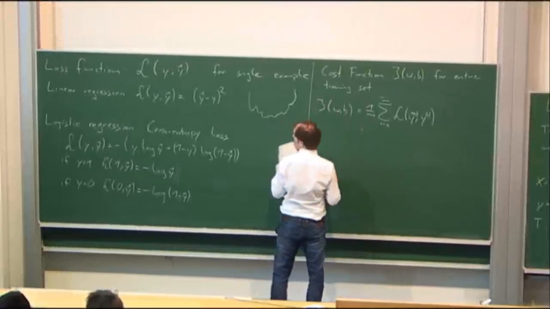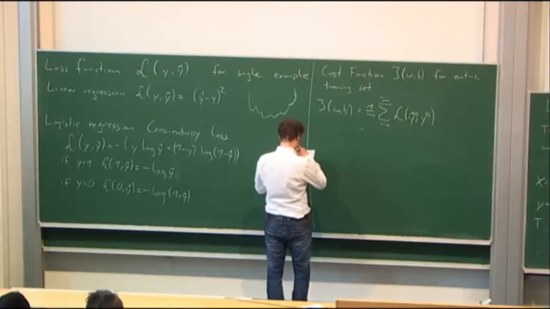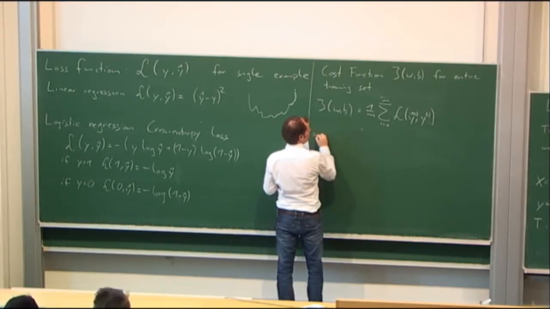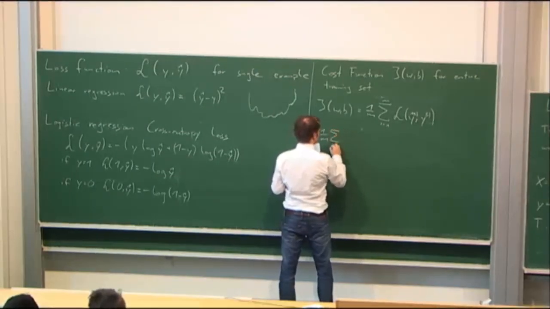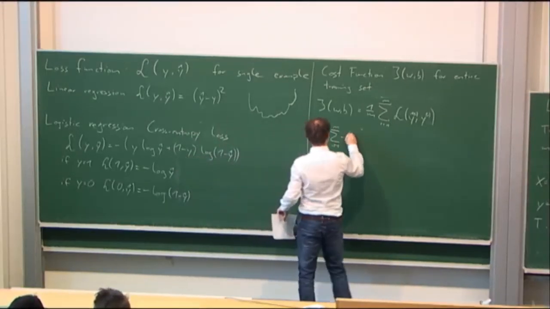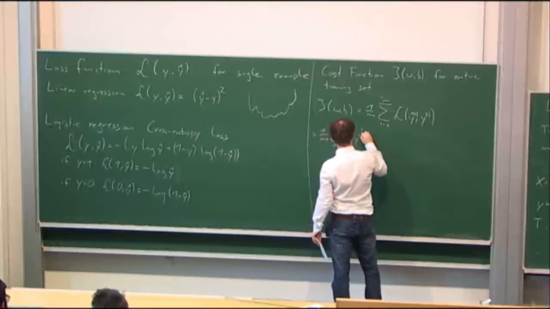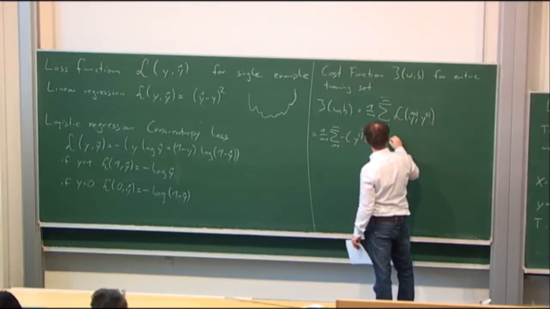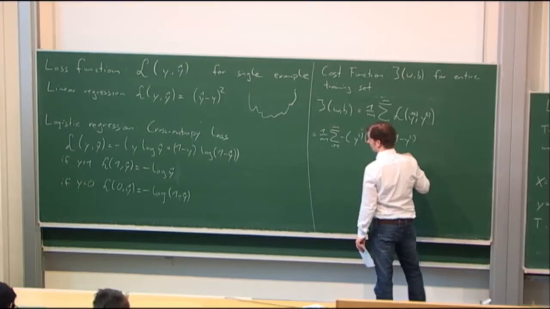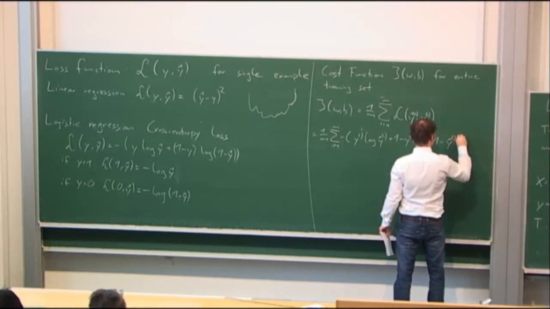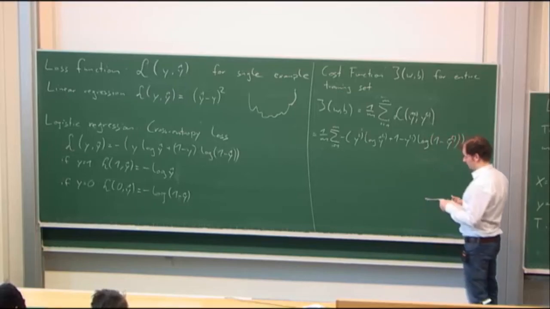Okay, maybe we should write that up. So this is 1 divided by m of the sum over all training examples of the losses, and the loss was this: negative y_i log y hat_i plus (1 minus y_i) log (1 minus y hat_i). Okay, that's it.